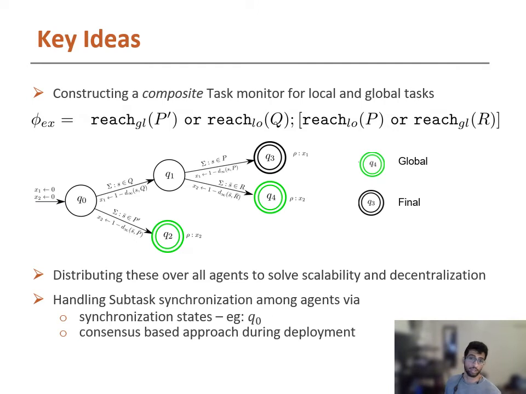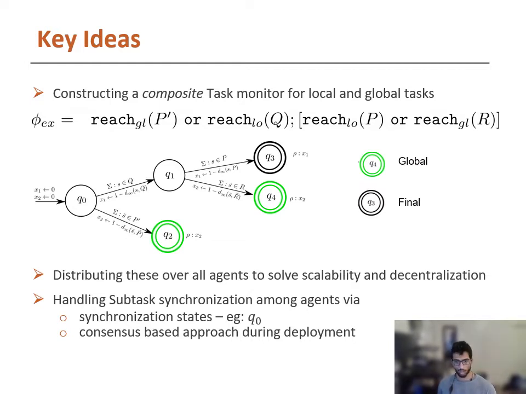And what we do here, the key idea behind this, is creating a composite task monitor, which has two different portions, one for the local portion and one for the global portion, as well as distributing this over all agents to solve this scalability problem. But distributing this causes additional issues to arise, like synchronizing subtasks between agents. And also, this needs some sort of consensus method between agents during deployment so that they're on the same page, basically.